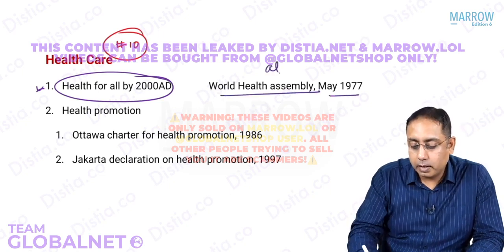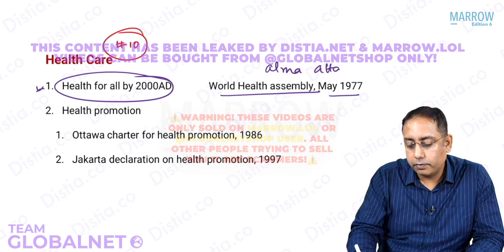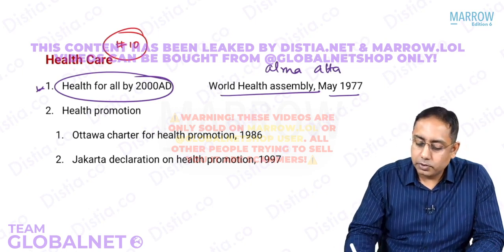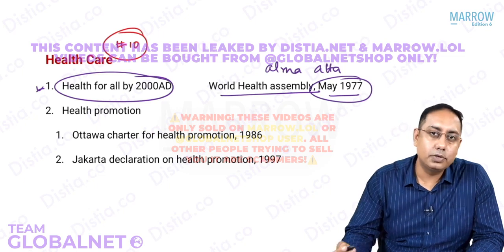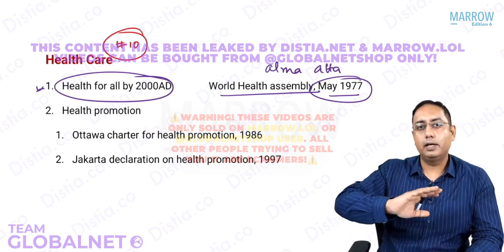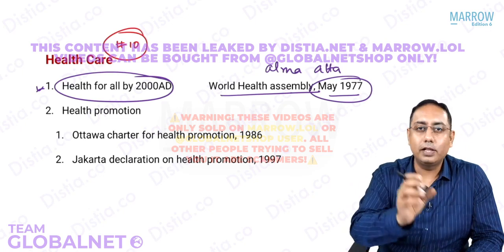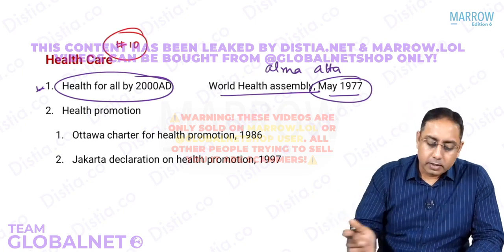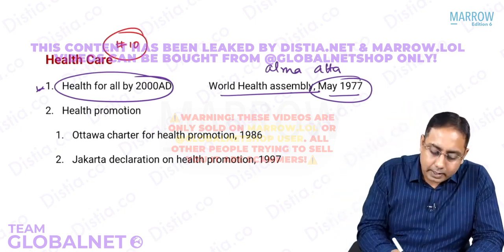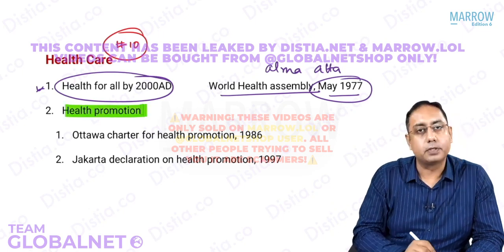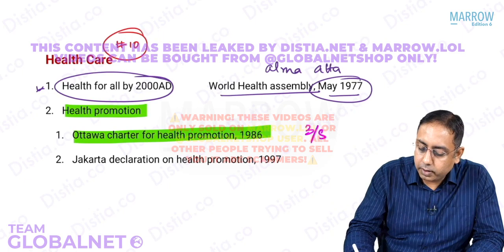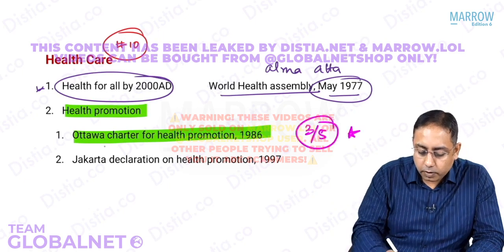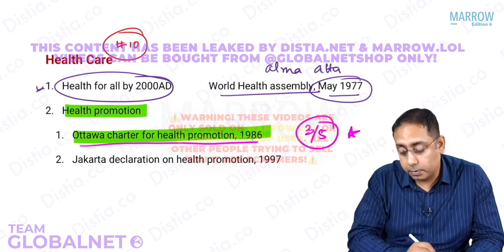So this was under the Alma-Ata conference in the erstwhile USSR. So in May 1977, the WHO declared that we want to achieve health for all by year 2000. So that was one concept. Second is, there is a concept of health promotion. The health promotion concept can be asked in your question. So this is a 3 by 5 star question topic for you. What is this Ottawa Charter for Health Promotion?